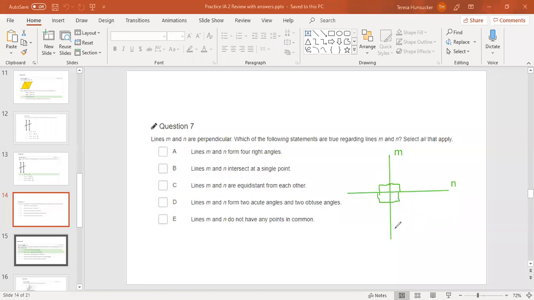So perpendicular lines form 4 right angles. Lines M and N intersect at a single point. This is true. They intersect right here at a single point. Lines M and N are equidistant from each other, the same distance from each other. We know they intersect, so that is incorrect. Lines M and N form 2 acute angles and 2 obtuse angles. No, we said they form 4 right angles.